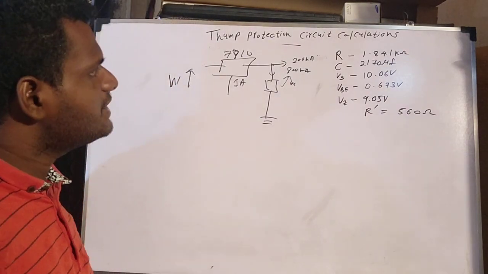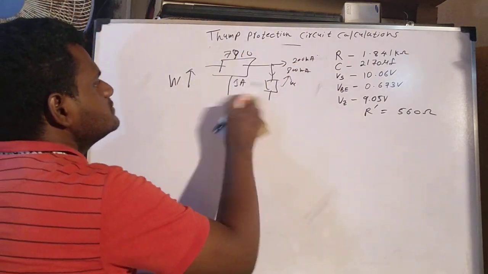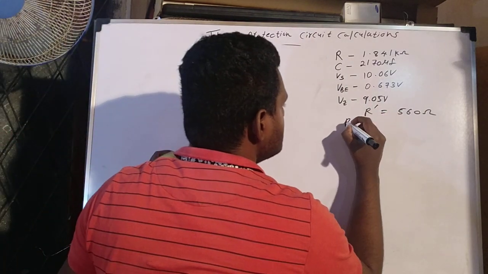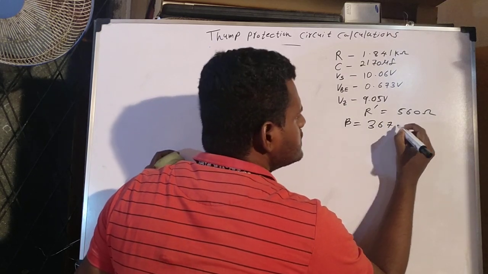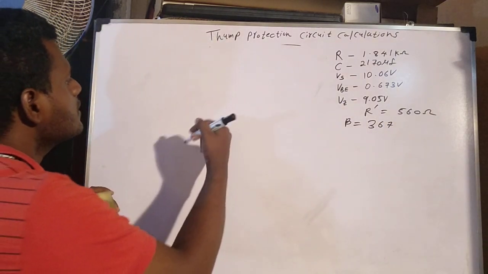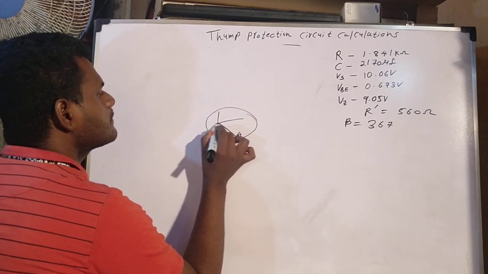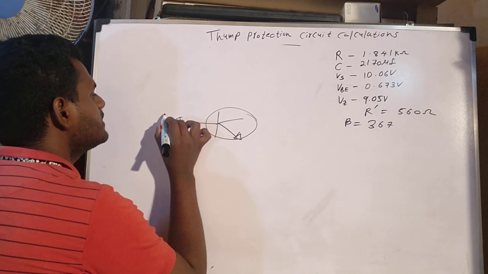Now we have to find the beta value of the transistor. Here we measured the beta value. It's around 367, I can remember. This is very important in the design of this circuit.